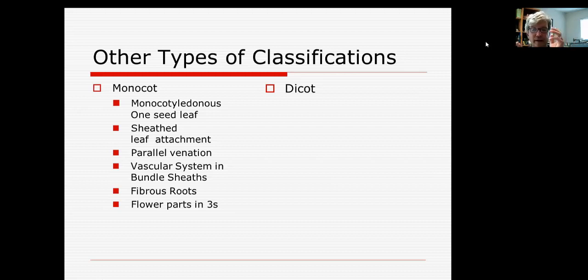So again, monocots have one seed leaf when they emerge, but how often do we see the plant when it first comes out of the soil? So we have to have other things. We look for that sheath leaf attachment, the parallel veins going up and down the leaf, the vascular bundles if you happen to cut across a stem, the fibrous roots if you dig it up, or if it happens to be flowering, you can count the flower parts. Like how many petals, is it a multiple of 3 or not?